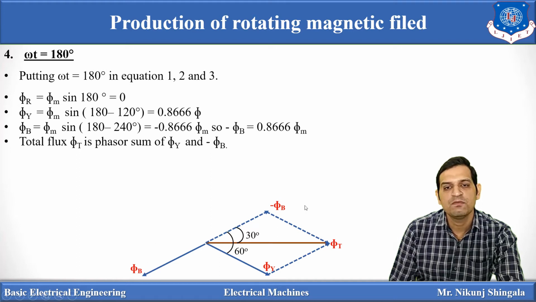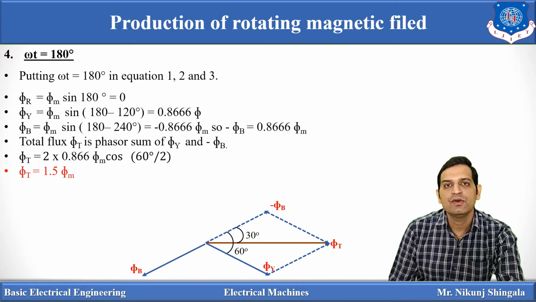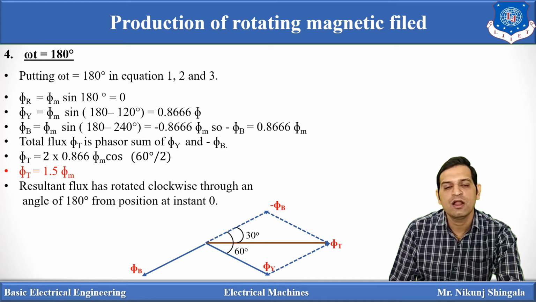So this is phi b, this is minus phi b, and this is phi y. Phi r is 0 over here. The value of the resultant flux can be found out using parallelogram, whose diagonal is a phasor sum of phi y and minus phi b, which can be found using this equation. So resultant flux phi t is equal to 2 into 0.866 phi m cos 60 by 2. So phi t is equal to 1.5 phi m. So again in this case we are getting the same resultant flux, that is 1.5 phi m. But here resultant flux is rotated clockwise through an angle of 180 degree from its instant at 0 degree.